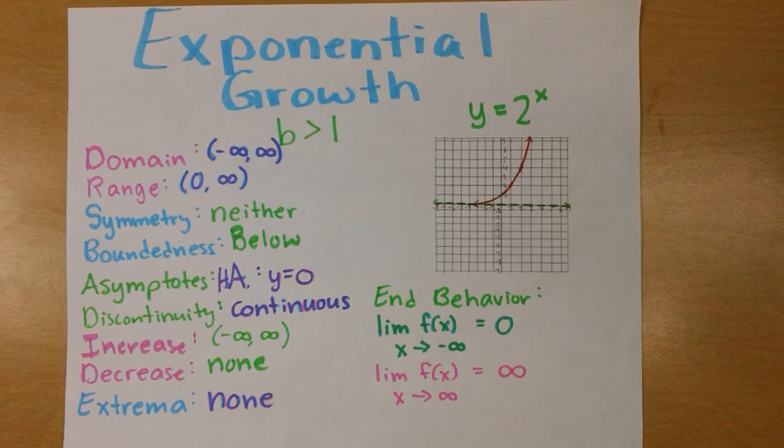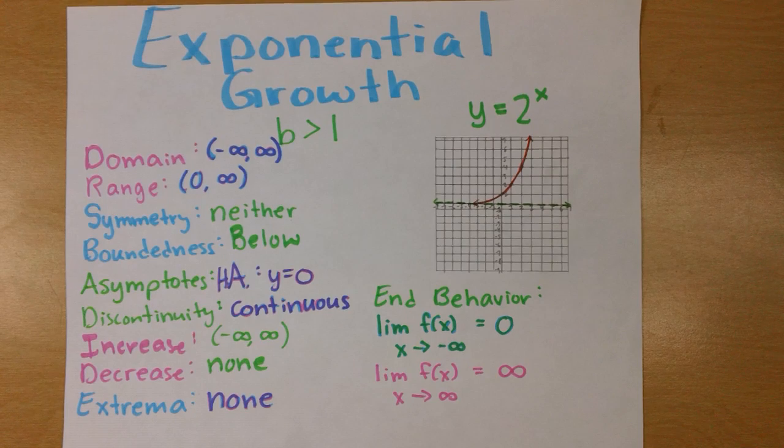One of our functions is exponential growth. Exponential growth occurs when b is greater than 1, an example is when y equals 2 to the power of x. The domain is negative infinity to infinity and the range is 0 to infinity. Exponential growth has no symmetry. It is bounded below and not above.